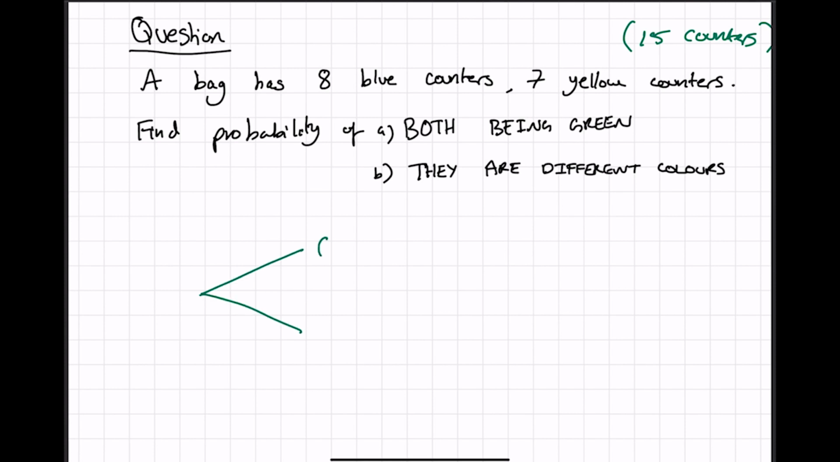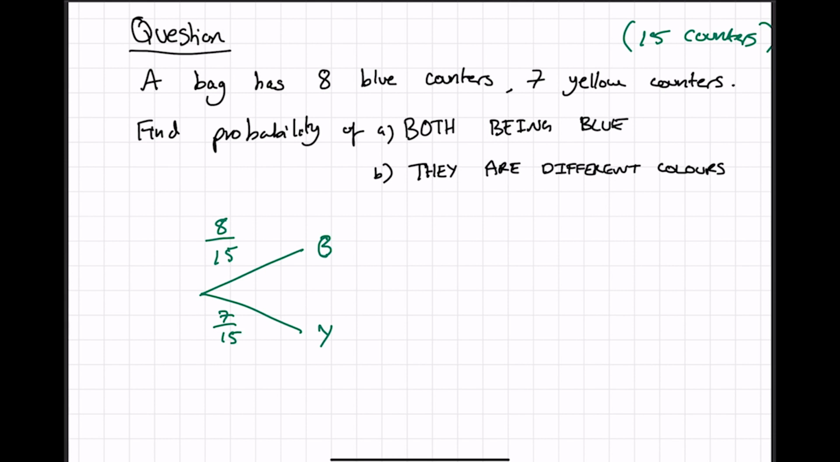What's the probability that I pick a blue counter on my first one? I just read the question, and it doesn't make sense for this to be green. This has got to be blue. We only have blue and yellow counters. So what's the probability that we have a blue counter, and what's the probability we have a yellow counter first? The probability of a blue counter is 8 over 15, and we have 7 over 15 yellow counters.